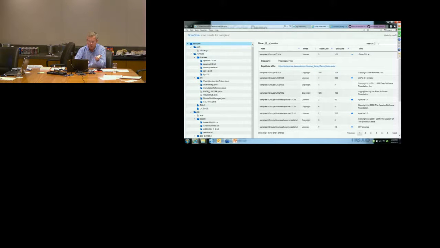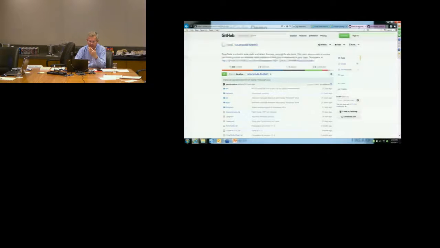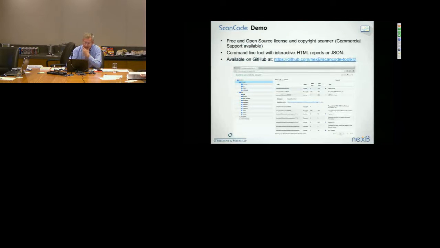It's a free and open source tool. It's available on GitHub. And that's the kind of tool that you want to use as part of your arsenal of identification. So let's get back to the presentation now.